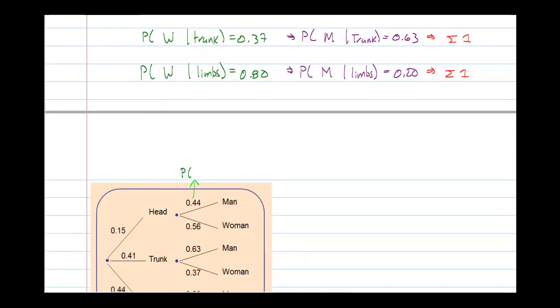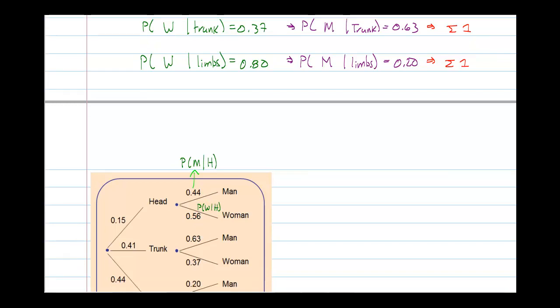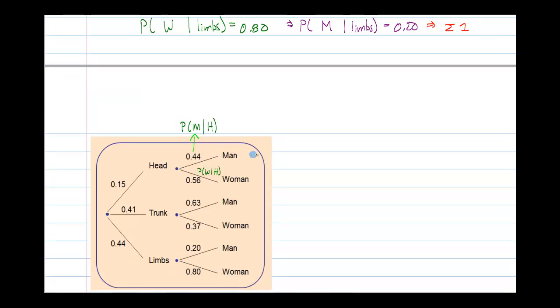Probability of male, given I had skin cancer, location is on the head. So this is M given H. This probability would be woman given H. And then I could go through each of these, and each of these probabilities can be given.